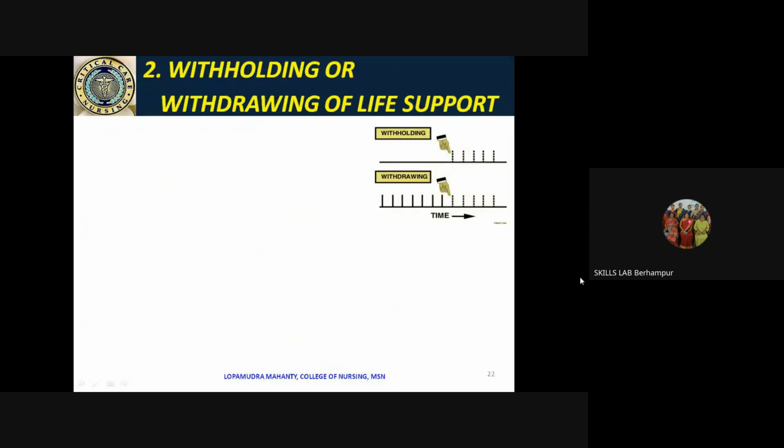Then withholding or withdrawing of life support. Time and duration are highly essential. Withholding and withdrawing of any life supportive device like a ventilator, etc. The first indication for withholding or withdrawing life supportive measures is a patient having a Glasgow Coma Scale, GCS, less than 5, which means the patient is very deteriorated.